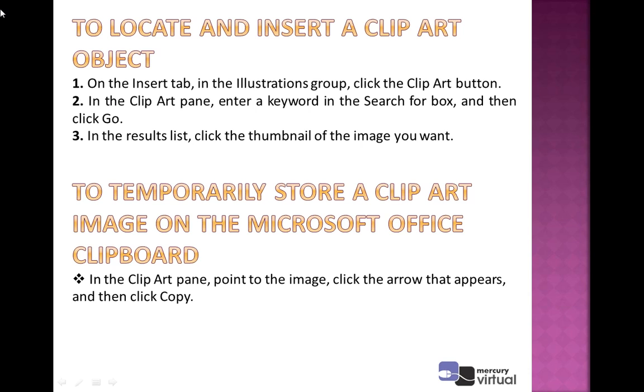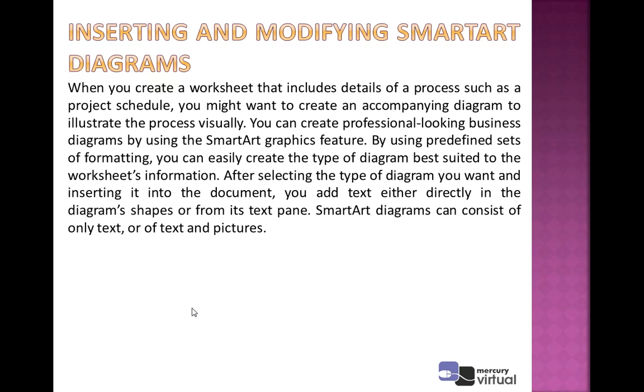Next is how to temporarily store a clip art image on the Microsoft Office Clipboard. The clipboard is the place where cut and copied items are stored. Whatever text or part of the Excel worksheet we cut or copy will be shown in the clipboard. So the clipboard is a temporary area which shows all the cut and copied items. Simply, in the clip art pane, point to the image, click the arrow that appears and then click Copy. When we copy the image, it automatically goes to the clipboard.